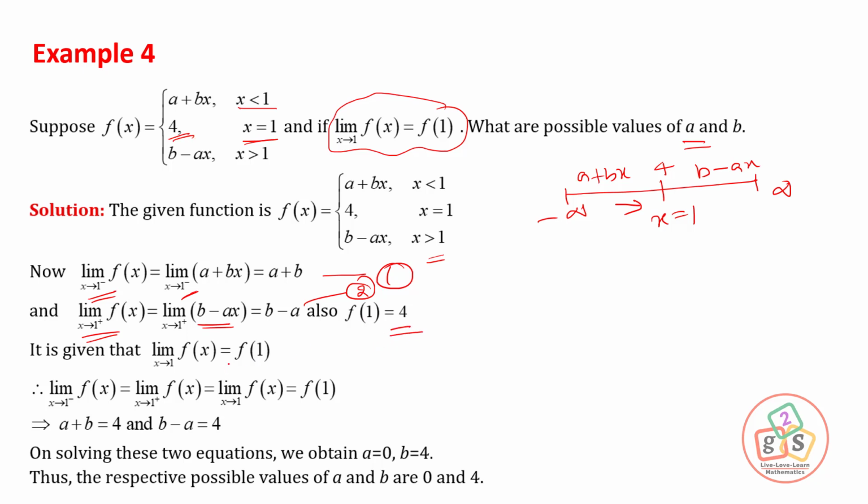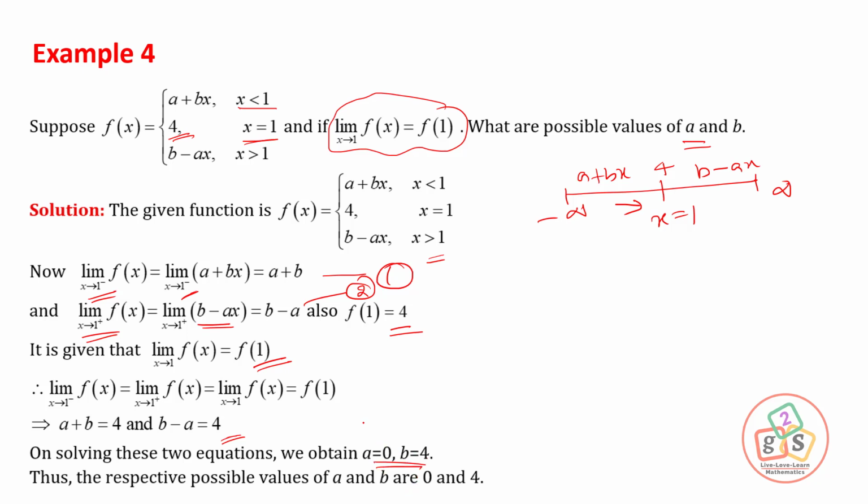Given the function is continuous, we have limit x tends to 1, f of x is equal to f of 1. Therefore, the left hand limit is equivalent to the right hand limit, which is the limit, equivalent to f of 1. So equate equation 1 and 2, that is, a plus b is equal to 4 and b minus a is equivalent to 4. We can solve these two equations. We get a is equal to 0 and b is equivalent to 4.